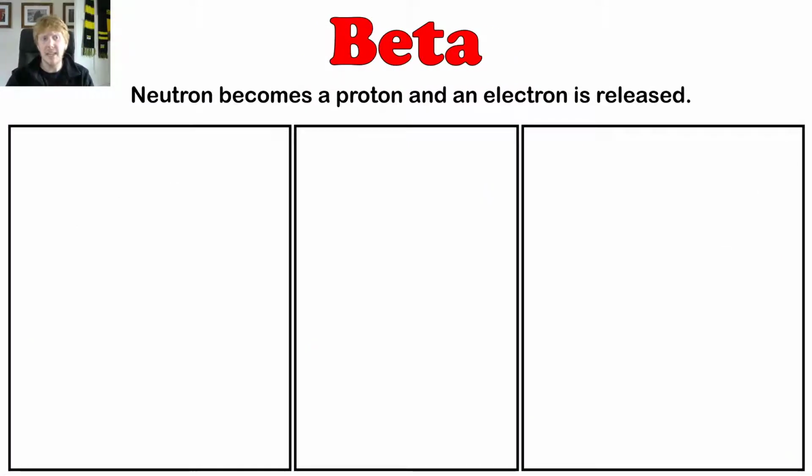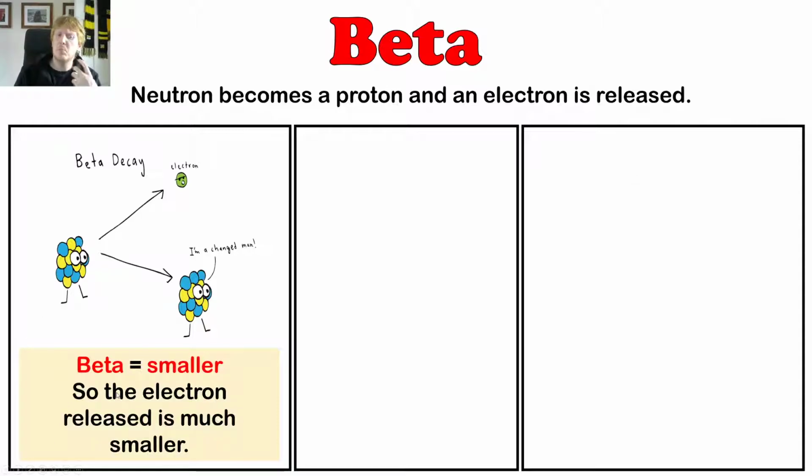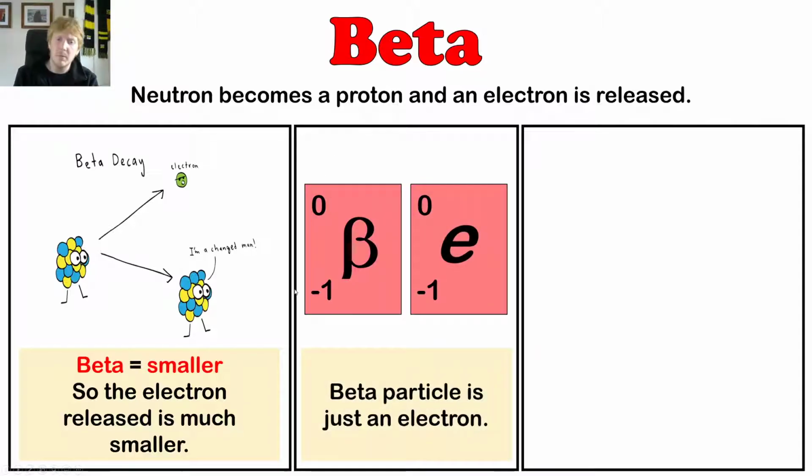Beta decay is when a neutron becomes a proton in a nucleus and then an electron is shot out or released. Beta means smaller. If it's a beta predator, it's a smaller predator. So the electron that is released is much smaller. Beta particles are just an electron. They have no mass, as you can see from the top one, but they have a charge of -1. You can see this -1 just there, and that's how they'll be represented in your papers.